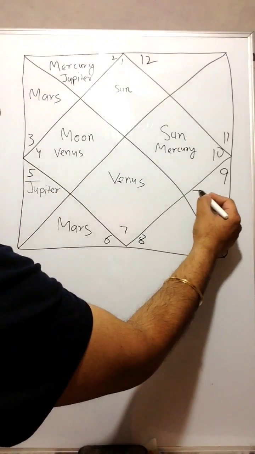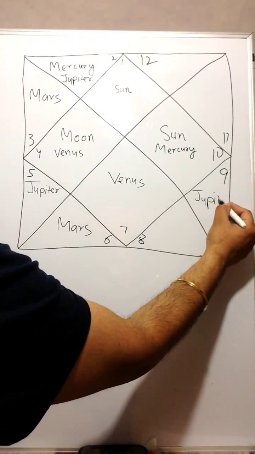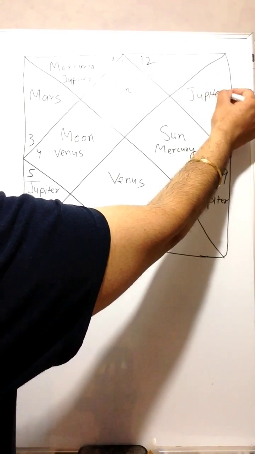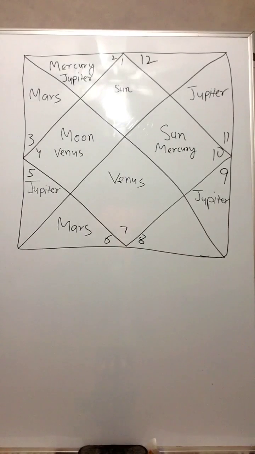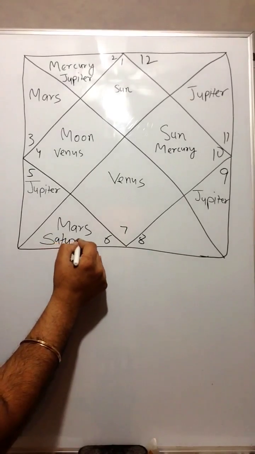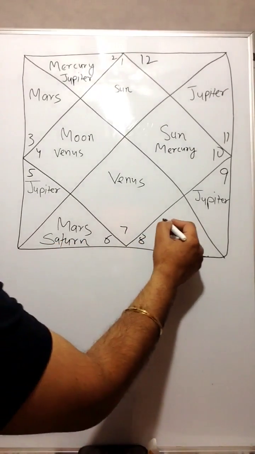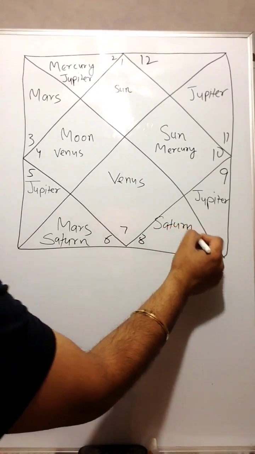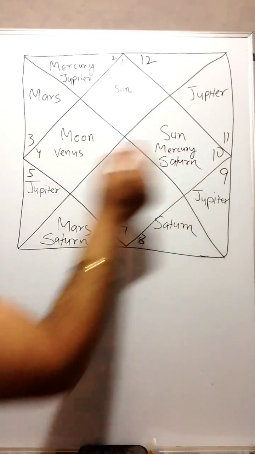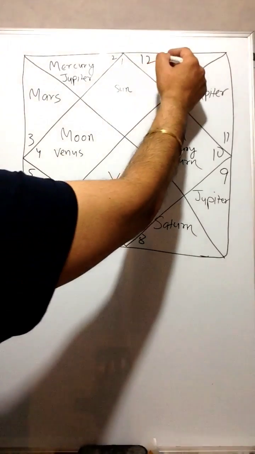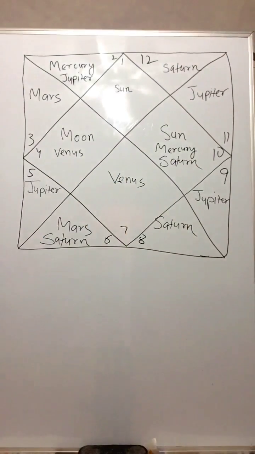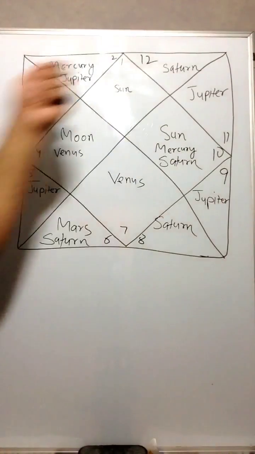Ninth house and 11th house. Saturn rules again 6th house, 8th house, 10th house again, and 12th house. So this is the distribution of the planets house-wise.